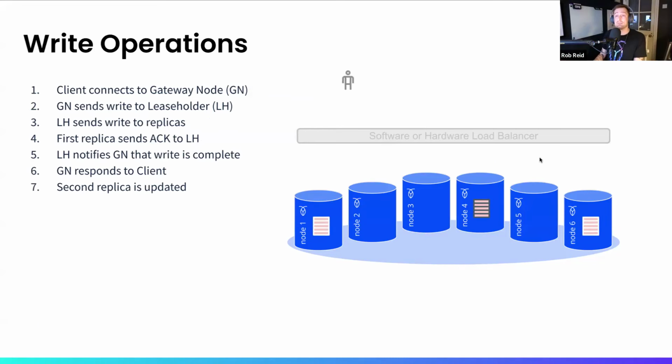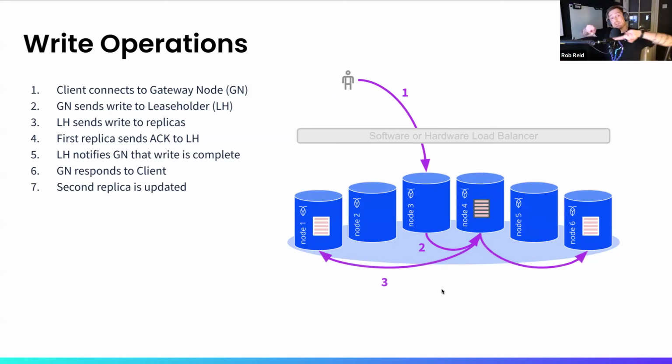A write is quite similar. The client connects to CockroachDB via the load balancer. I've chosen node 3 again for no other reason. It could have been any of these. And then the gateway node communicates with the leaseholder, sending that write intention. And the leaseholder then orchestrates the write to its follower replicas, the other replicas that don't happen to be leaseholders for that range.